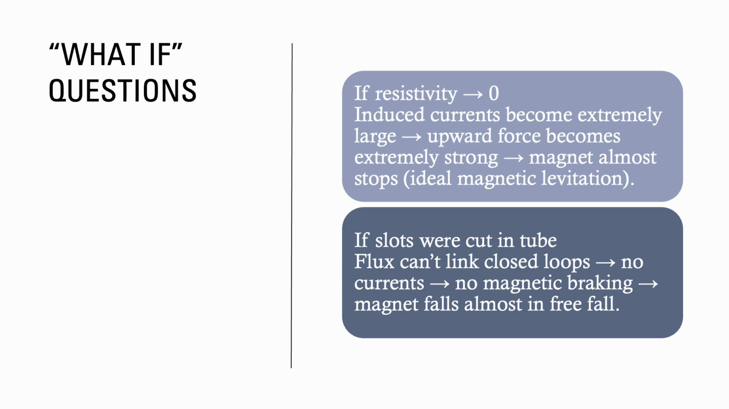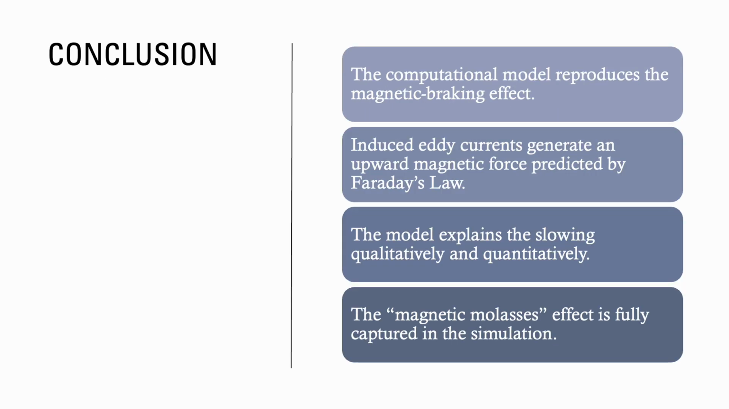In conclusion, the computational model reproduces the key features of a magnet falling through a conductive tube. Faraday's law and Lenz's law correctly predict the induced currents and the resulting magnetic damping force. Although simplified, the model captures the essential physics of the magnetic molasses effect and shows how changing magnetic flux can produce measurable forces.